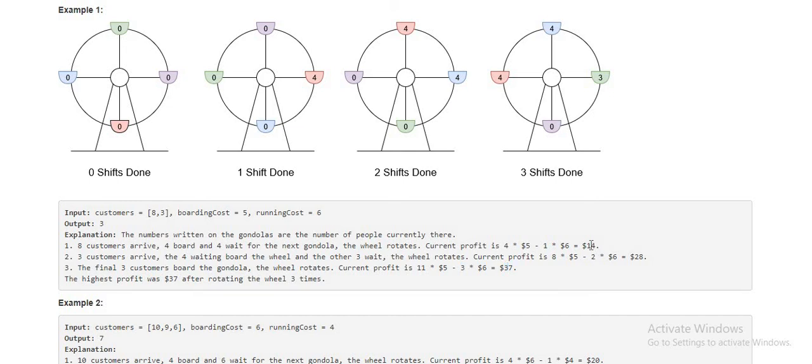So out of these 14, 28 and 37, I can see that for the third operation I can get the maximum profit. So that's why the output is 3 over here.